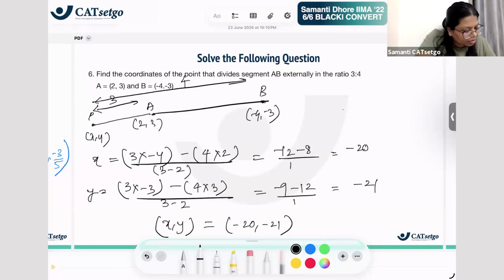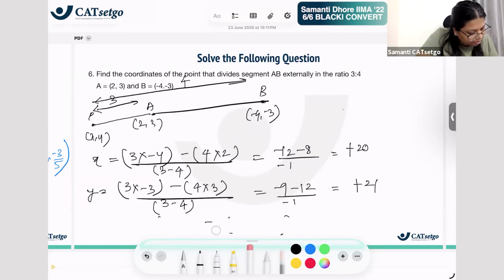3 minus 2 नहीं है, 3 minus 4 है. I'm really sorry. This will be 3 minus 4. Why? Because it is 3:4, right? I was taking the 2 number from previously, but this is 4. This will be minus 1 here. So this will become 20 and 21. है ना?